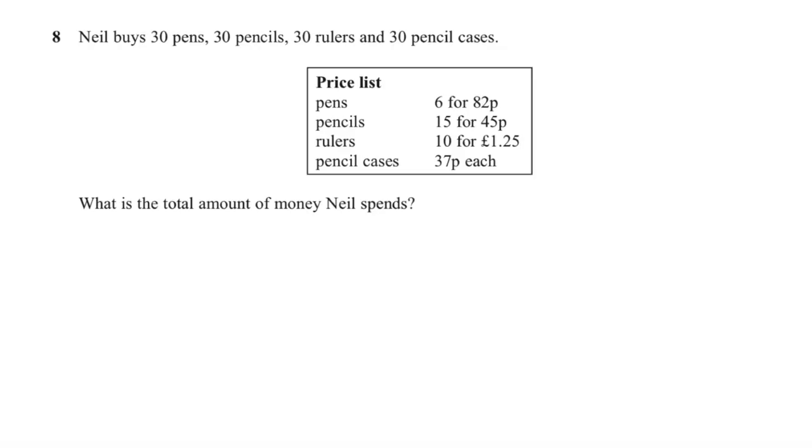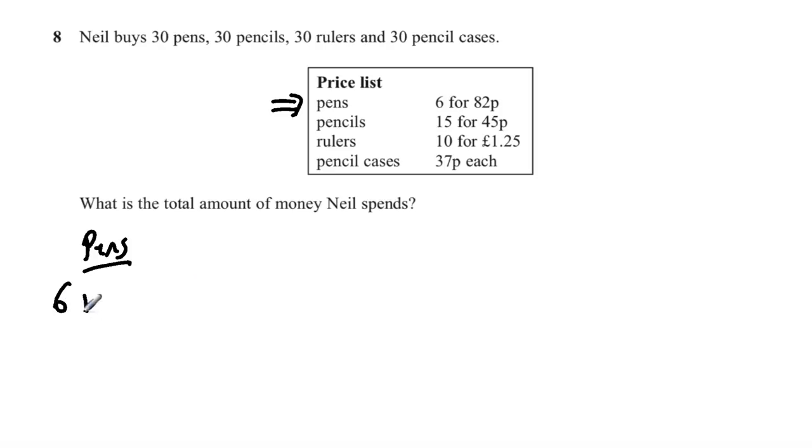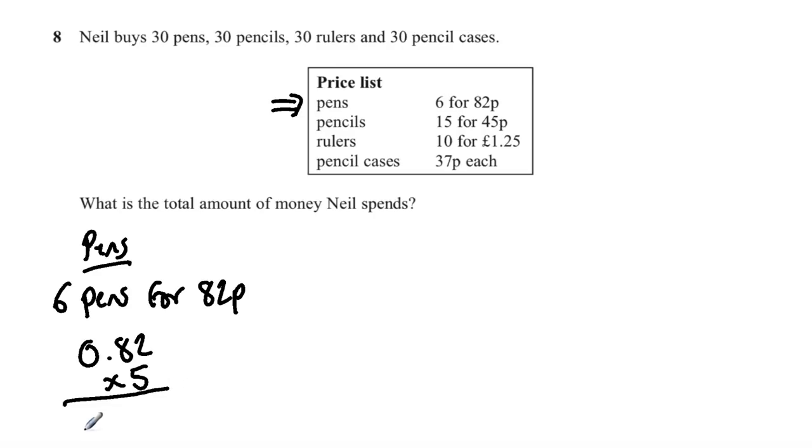Question 8. Neil buys 30 pens, 30 pencils, 30 rulers, and 30 pencil cases. What is the total amount of money Neil spends? So let's just focus on how much it would cost Neil to buy 30 pens. From the information given in the question, it states that pens, you can get 6 for 82p. We require 30 pens. So we need 5 sets of 6 pens for 82p. Therefore, I'm going to multiply 82p by 5. So 0.82 times 5, which will give me the cost of 30 pens.